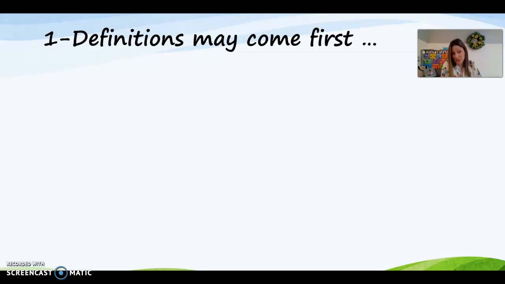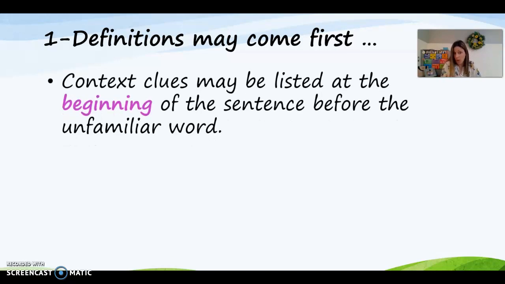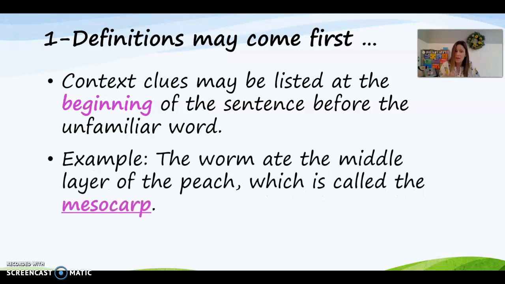All right, so we're still in this definitions box because guess what? Definitions might come after, but they also might come before the word, okay, that you may not know. So context clues may be listed at the beginning of the sentence before the unfamiliar word. This is an example of that. The worm ate the middle layer of the peach, which is called the mesocarp.